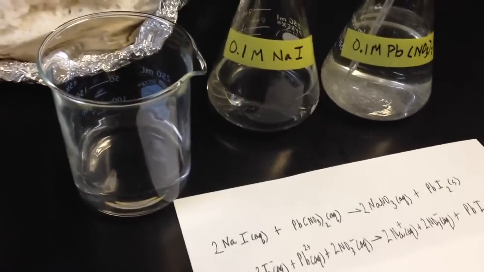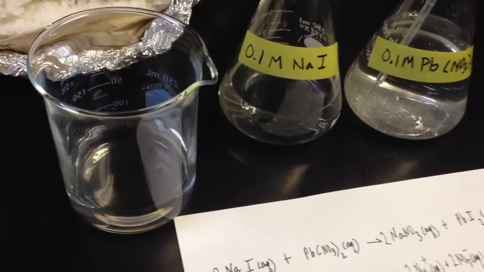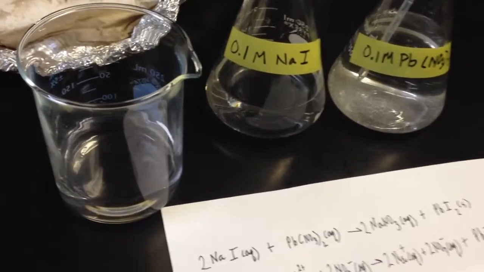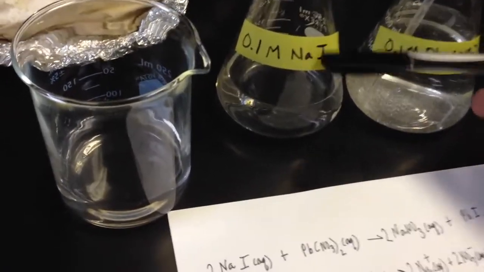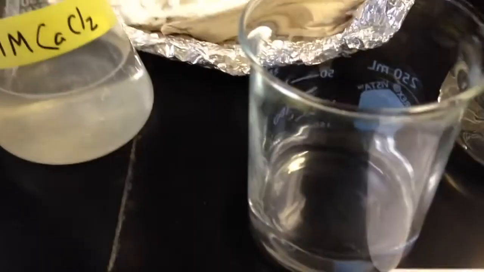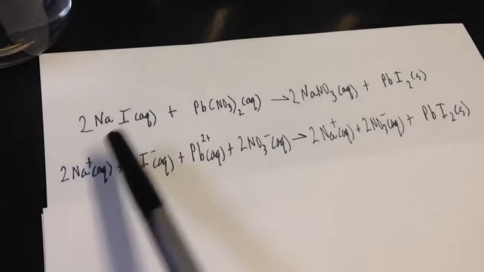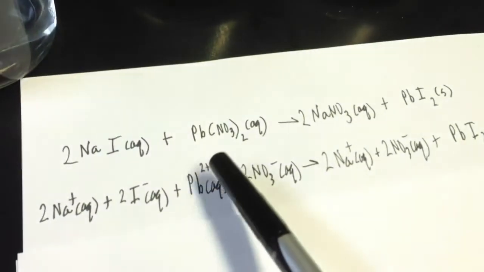Okay, quick demo today, and maybe a little lesson as well. What we're going to do is talk quickly about net ionic equations, and I'm going to show you guys a couple of double replacement precipitation reactions. So we have sodium iodide in solution and lead(II) nitrate in solution. I placed some sodium iodide in this beaker, and we're going to react sodium iodide. AQ means it's dissolved in water, which you can see it is. And lead(II) nitrate, AQ, dissolved in water.